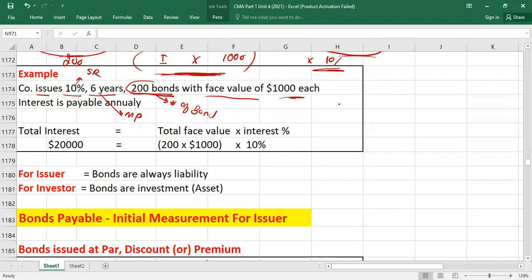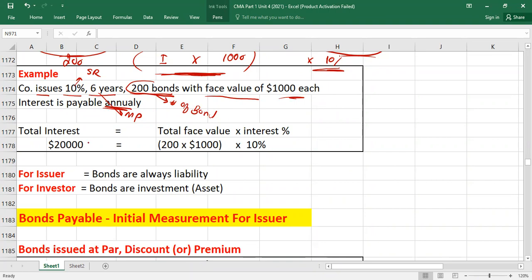And then with a face value of $1,000 each. For each bond, face value is how much? 1,000. And interest is payable annually. So far I will assume only annual, because what to do with semi-annual interest, that I will tell you later. First we will just talk about the case where interest is paid once a year, if interest is paid annually.